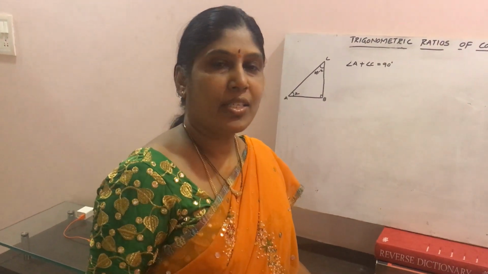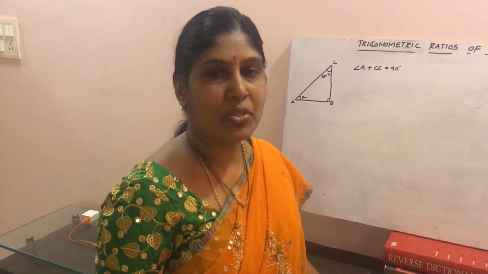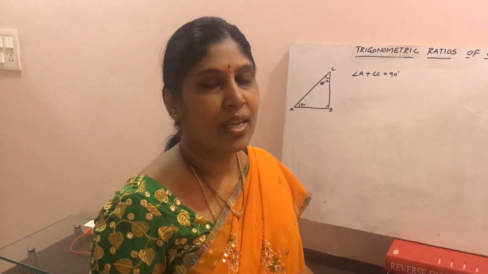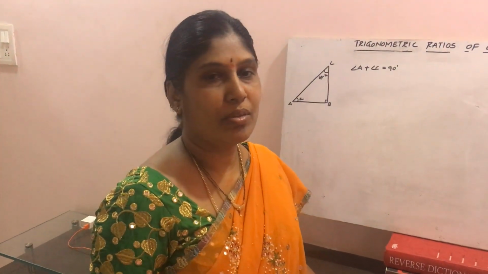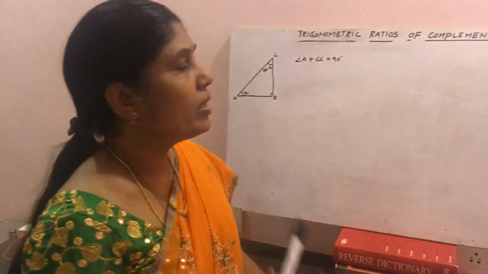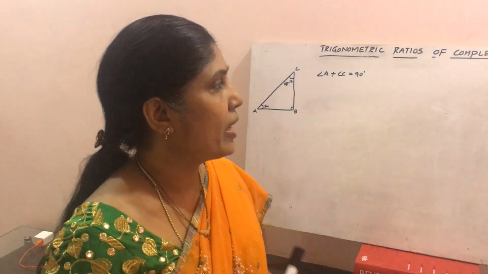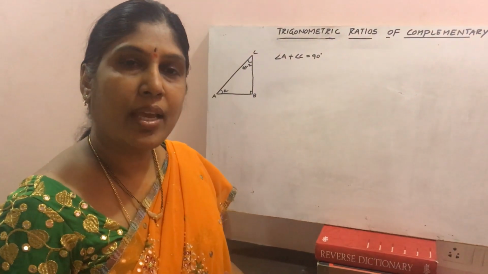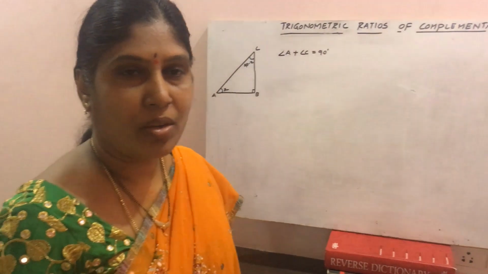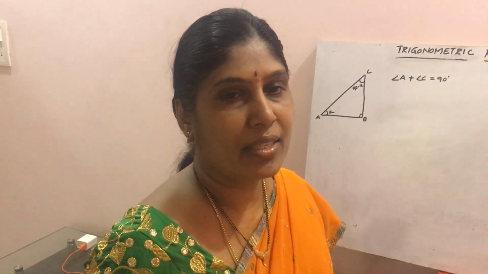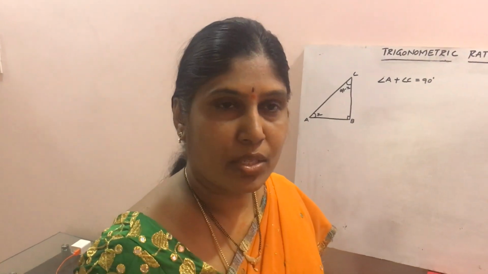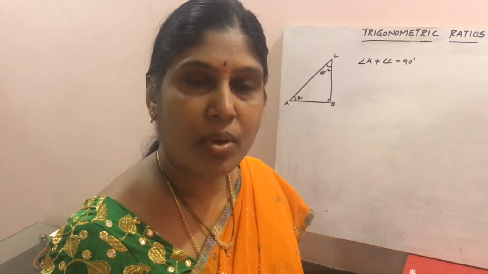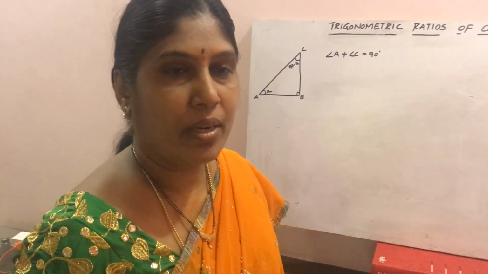In earlier classes, we have learnt trigonometric ratios from 0 to 90 degrees and we solved some problems also. Now we will see trigonometric ratios of complementary angles. What are complementary angles? In earlier classes, you have studied about complementary angles. If the sum of the two angles is equal to 90 degrees, those two angles are said to be complementary angles.